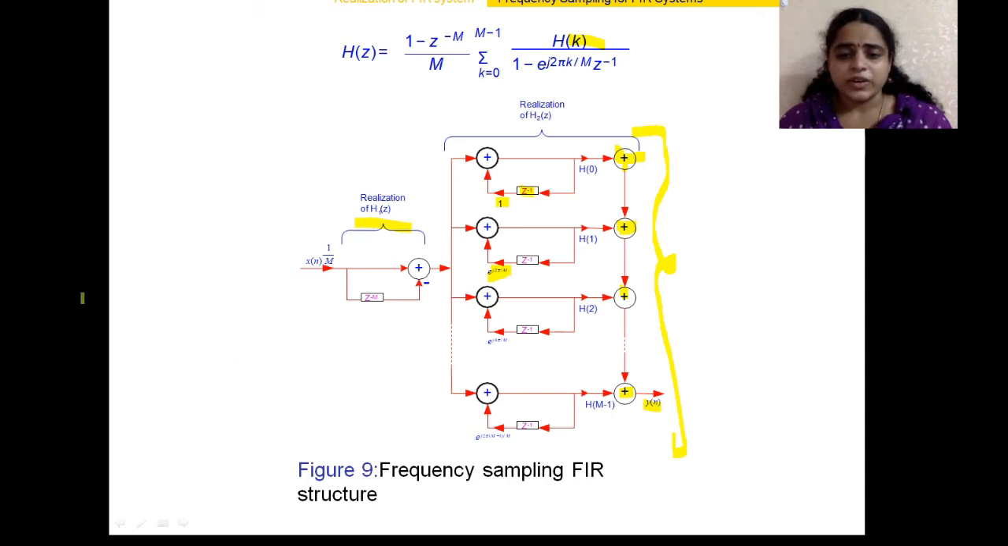This is the frequency sampling structure for FIR filters. Please have a look at this structure for a few seconds.